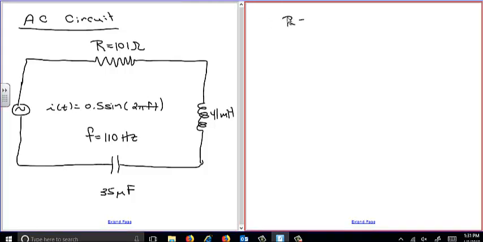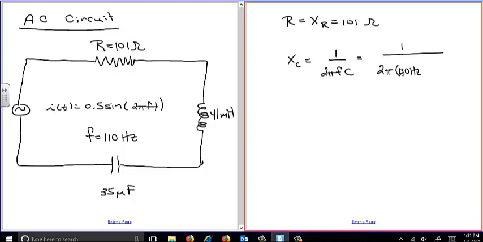Well, we know the resistance, which is the resistive reactance, is just 101 ohms. We know that the capacitive reactance is 1 over 2 pi f times the capacitor. So we're given the frequency, which is 110 hertz, and the capacitance is 35 times 10 to the minus 6 farads. So we have to convert microfarads to farads.